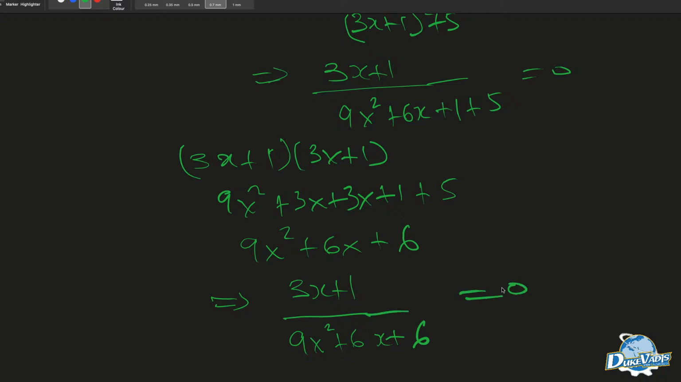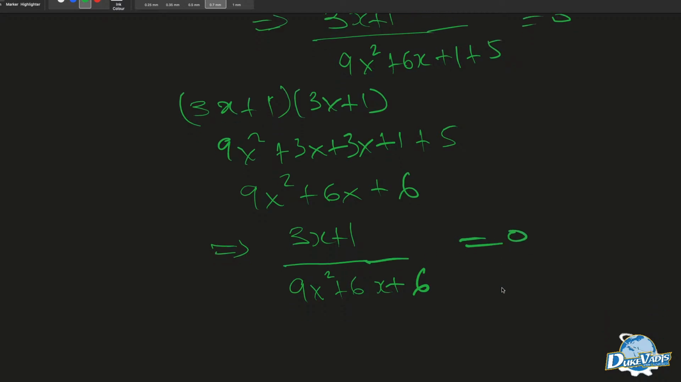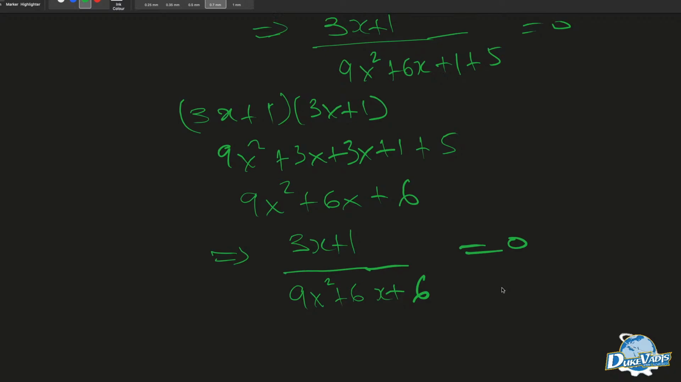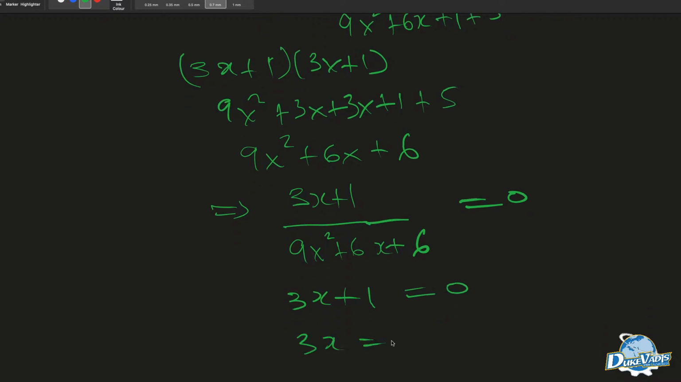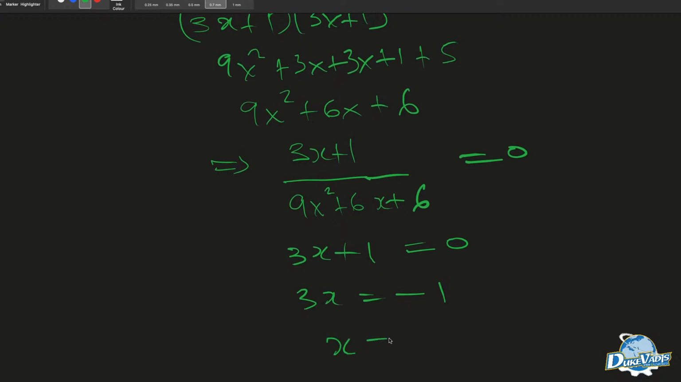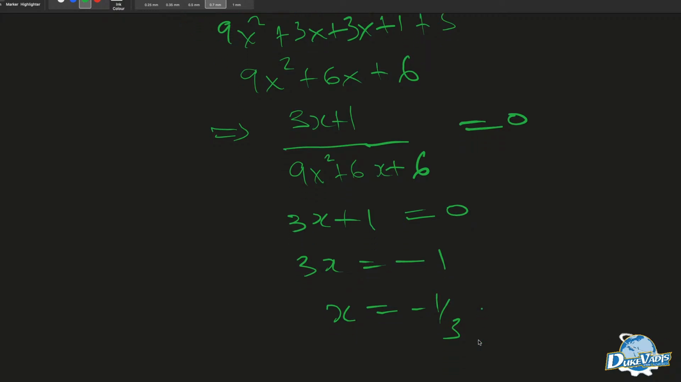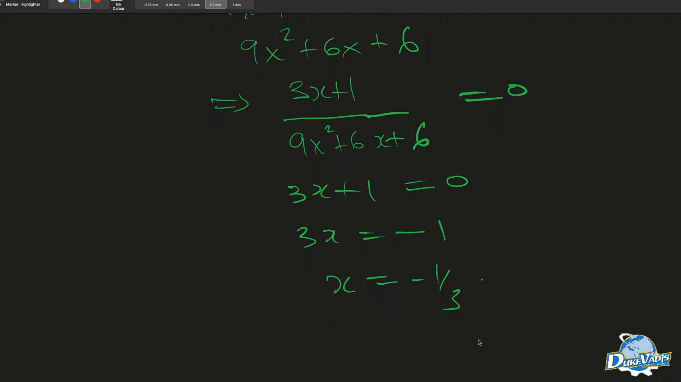Is equal to 0. So when we cross multiply, we're going to multiply both sides of the equation. So our equation will be 3x plus 1 equals 0. So 3x is equal to negative 1. Therefore, x is equal to negative 1 over 3. That's the solution. So that is what we get.